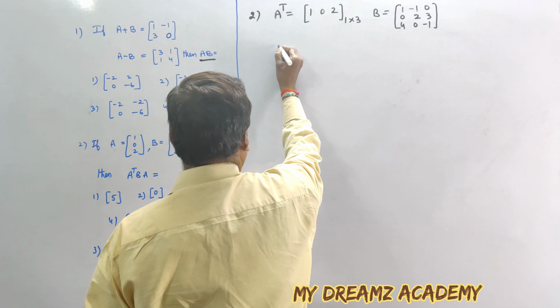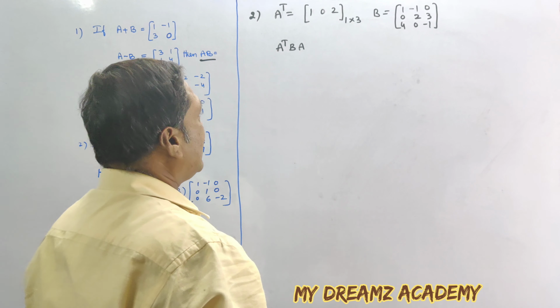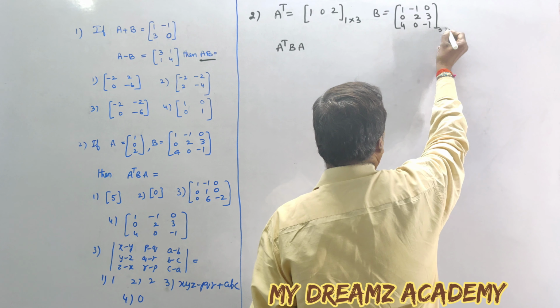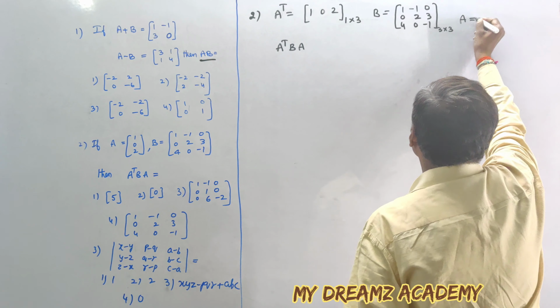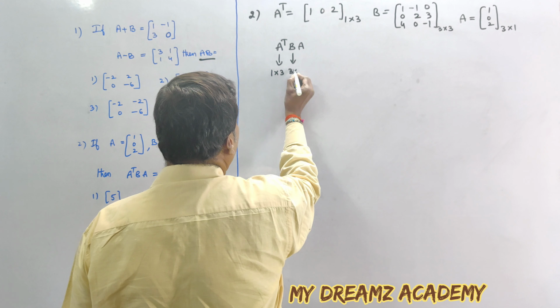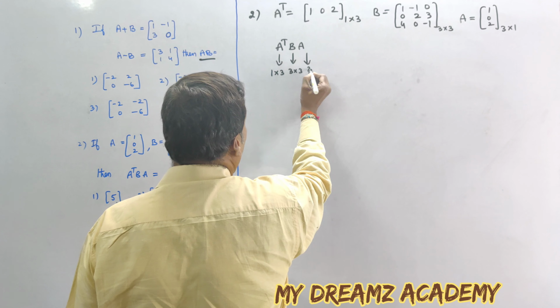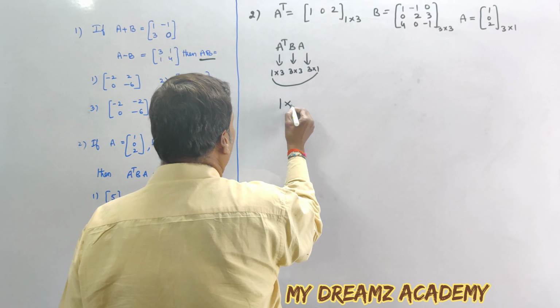Now he is asking to find A transpose B A. This is a 3 by 3 matrix. What is A? A is the column matrix 1 0 2, which is 3 rows 1 column. If I take A transpose, just you observe, I am writing the order 1 by 3. This is 3 by 3. What is this? 3 by 1. Therefore you will get the resultant matrix of order 1 by 1.